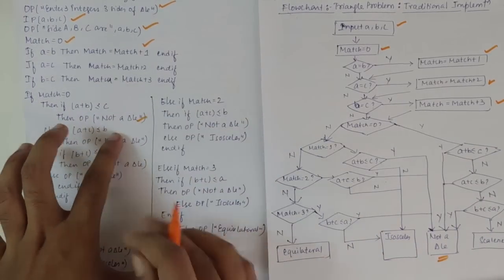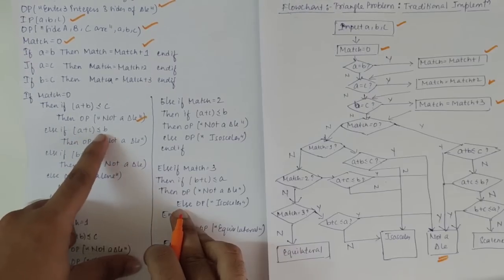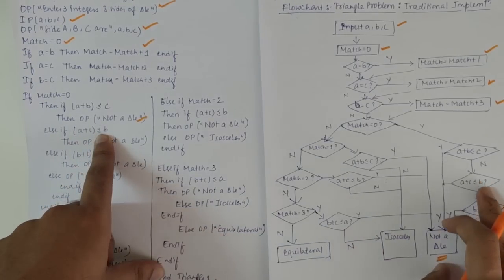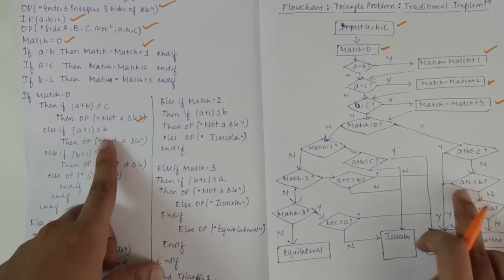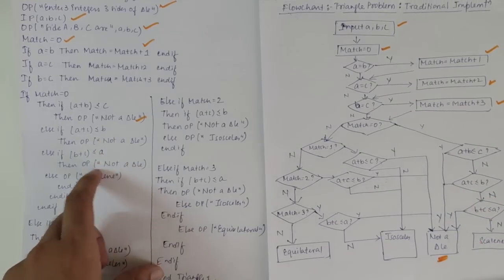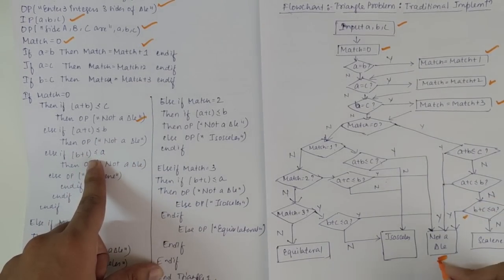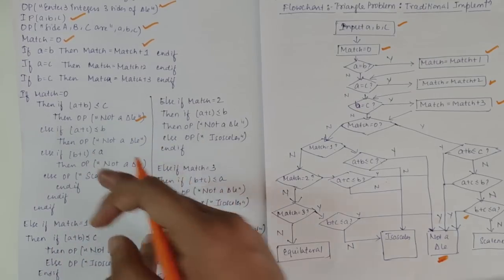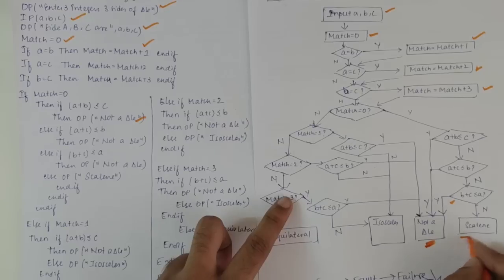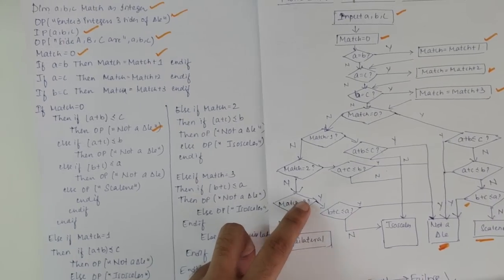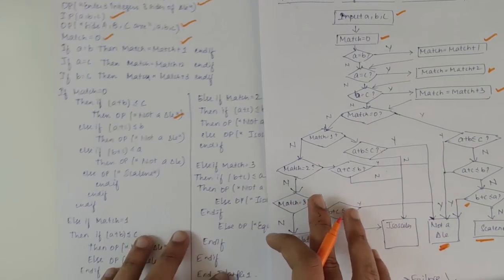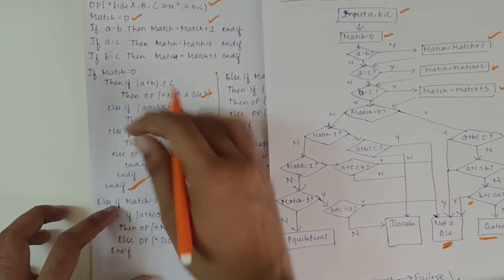We are done till this part. Next, else if A plus C is less than or equal to B, again if it is true, it is not a triangle. Again, if B plus C is less than or equal to A, if it is true, it is not a triangle. If all these fail, it comes under the scalene condition. So till here we are done.